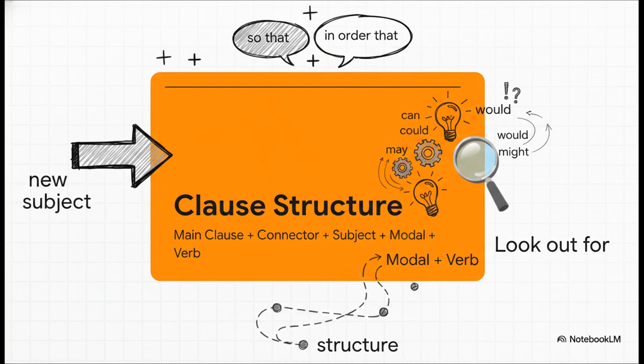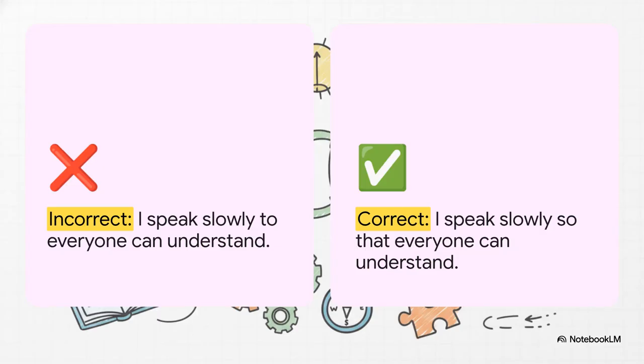When you use this structure, you've really got to look out for those modal verbs, words like can, could, will, would, may, and might. And this brilliantly shows why this specific rule matters so much. Listen to this incorrect sentence. I speak slowly to everyone can understand me. Using to here just totally falls apart. And why is that? Because the second half of the sentence introduces its own entirely new subject, everyone. Since we have a new subject, we absolutely must use a clause connector. The correct phrasing is, I speak slowly so that everyone can understand me.